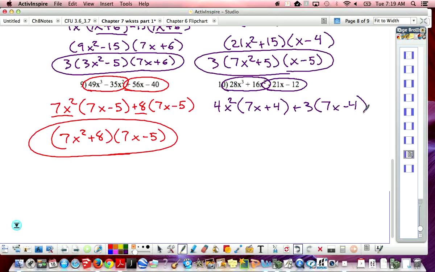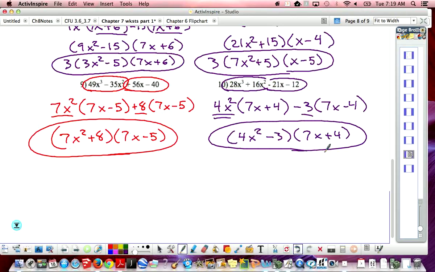Whoops, I should be factoring out, I apologize. Sometimes when I circle it, it's hard to see. I just want to see that was a minus here. So I should actually be factoring out a minus 3. Sometimes when I circle, I can't tell if it was plus or minus. So anyway, combine your terms. So 4x squared minus 3 sets of 7x plus 4. All right, first page is done.